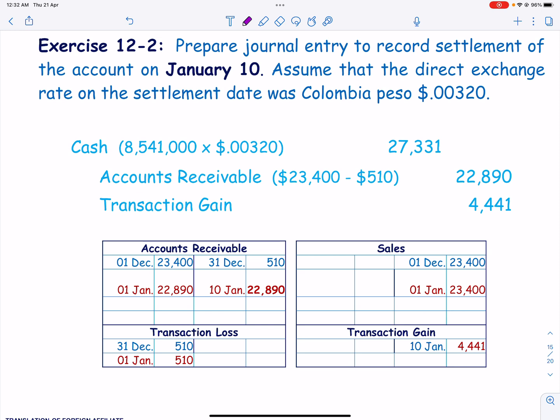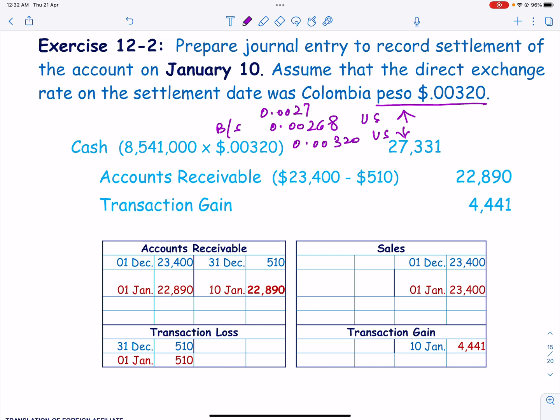Assume that the direct exchange rate on the settlement date was Colombian peso 0.00320. Now on the transaction date, the rate was 0.0027. On the balance sheet date, the rate was 0.00268. Here the US dollar has strengthened. And on the settlement date, the rate is 0.00320. So now the US dollar has weakened.